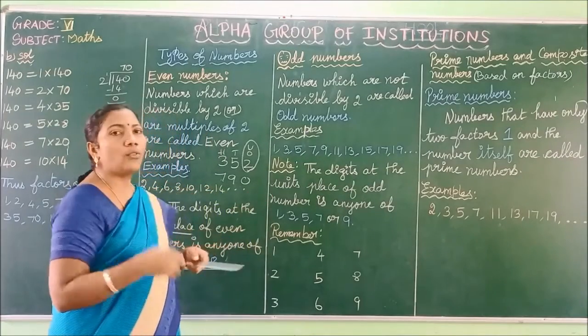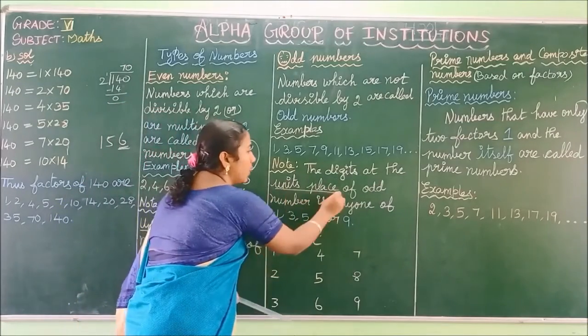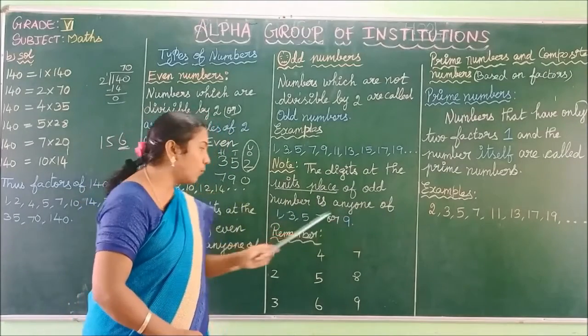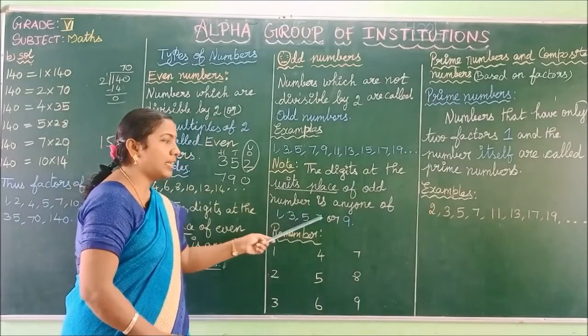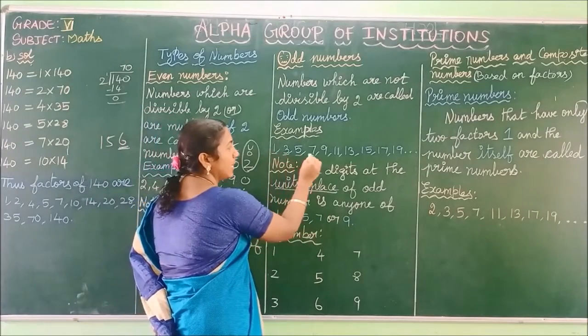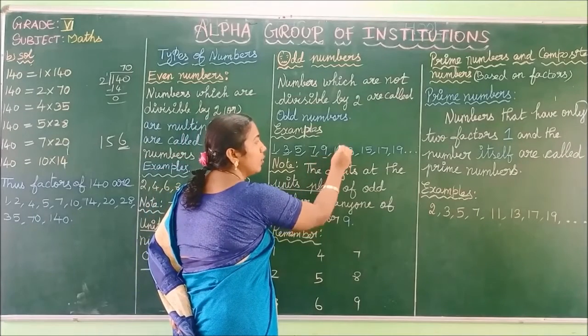How can you identify the odd numbers? The digit at the units place of odd numbers is any one of 1, 3, 5, 7 or 9. See here, children, 1, 3, 5, 7 or 9. See here 11, the digit in the unit place is 1.